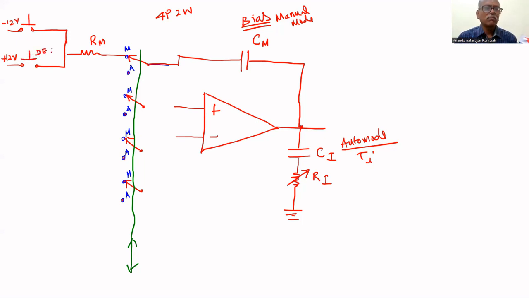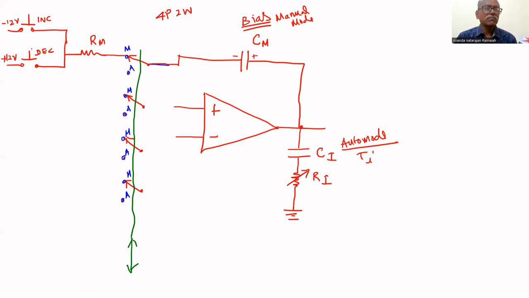This is decrement. This is increment. If you press this, the capacitor will charge. This is minus, this is plus. That's why the output will be increasing.